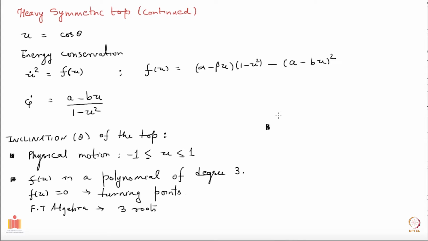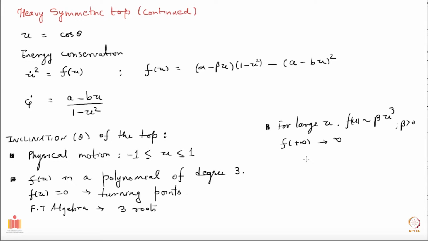So for large u, f of u behaves as beta u cube, and remember that beta is greater than 0. So it basically blows up in the positive direction. Which means if you take the limit of f as u goes to plus infinity, you get infinity. That's one piece of information we have, which is going to be very useful.